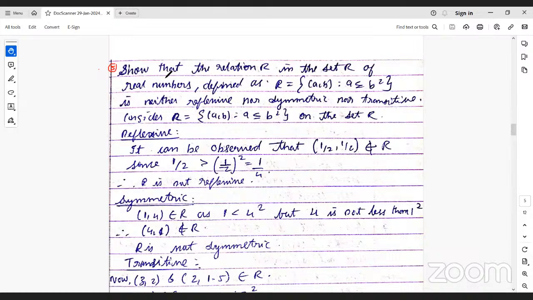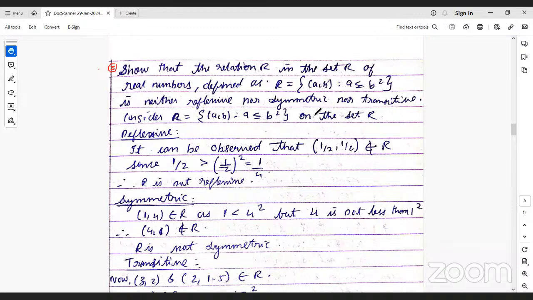See, the given question is: show that the relation R in the set R defined by R equal to A comma B, such that A is less than or equal to B square, is neither reflexive nor symmetric nor transitive. So we need to show the relation is none of these, that is, neither reflexive nor symmetric nor transitive.